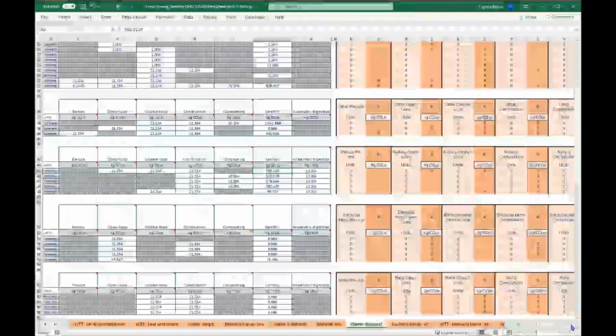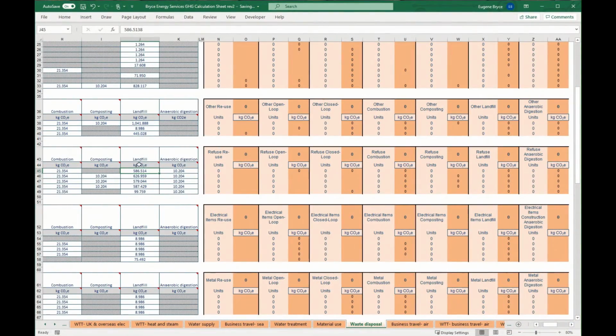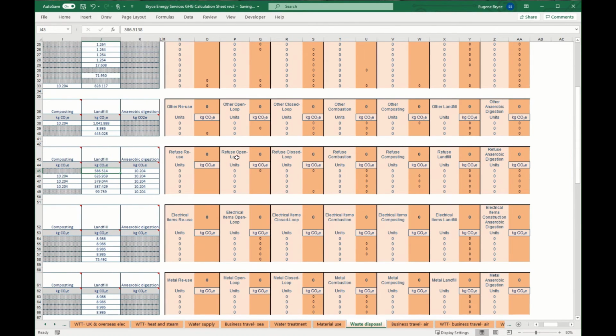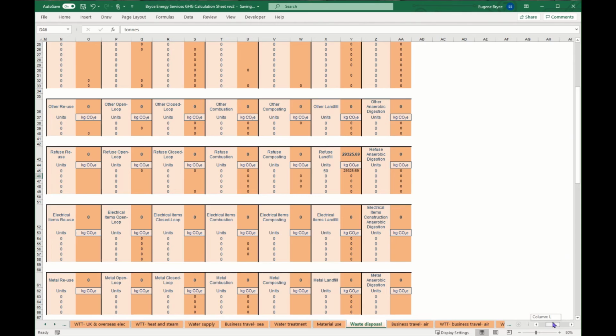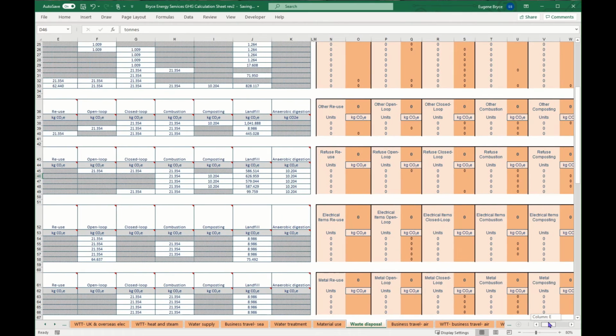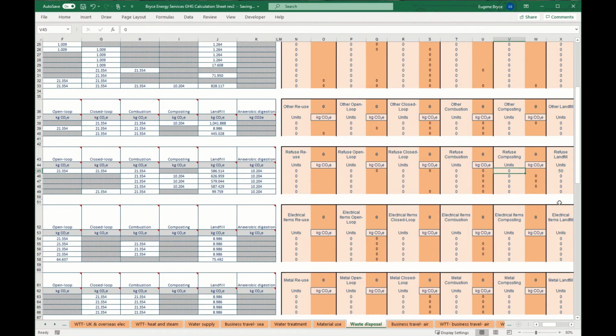Again, note this is in kilograms. So I said 50 tons, so where's landfill? Just let me double check that. Oh, excuse me, the unit is tons, so I'm okay. The output is in kilograms of CO2, but the unit in is tons, so it's always good to check.